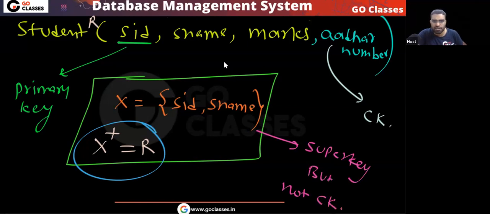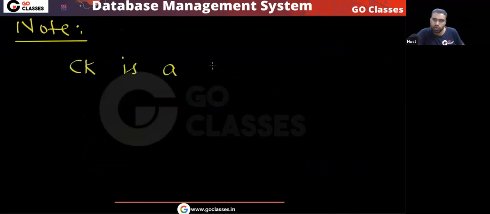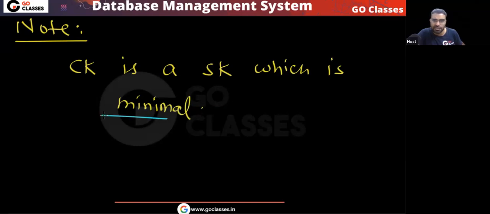Did you understand this? Remember, a candidate key is a super key which is minimal. This extra condition is there in a candidate key. Don't forget this extra condition. Is this clear? A candidate key has an extra condition that it must be minimal. Understood or not? Please tell me.